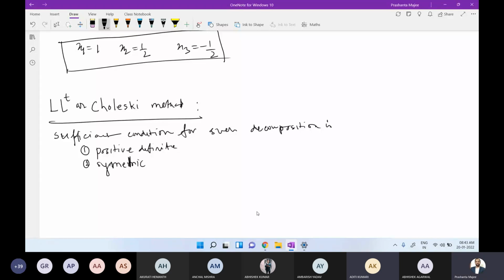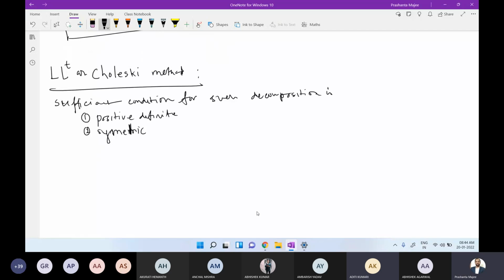Now, even though the matrix is not positive definite, it may have LL transpose, but symmetric it must satisfy. If the matrix is not symmetric, you cannot apply LL transpose. Otherwise, you will get an inconsistent system. If the matrix is not positive definite, it's okay, but it always has to be symmetric. So remember, this is a sufficient condition, not necessary. So accordingly, you analyze it.